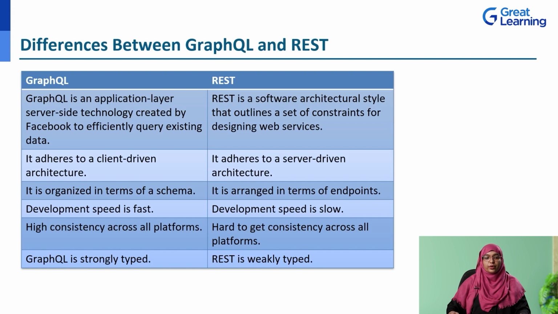And then your GraphQL is organized in terms of a schema, right? When you're trying to have those communications, it's in terms of a schema wherein you have the query written for your schema and get that information. Here in your REST API, it is arranged in terms of your endpoints, and you will have multiple endpoints for multiple interactions between your client and server to fetch the data. And then the development speed is fast in GraphQL. The development speed is slow in your REST API. And then GraphQL has high consistency across all your platforms, and it is hard to get consistency across all platforms in the case of your REST API. Your GraphQL is strongly typed, and your REST APIs are weakly typed. These are some of the differences between your GraphQL and your REST API.